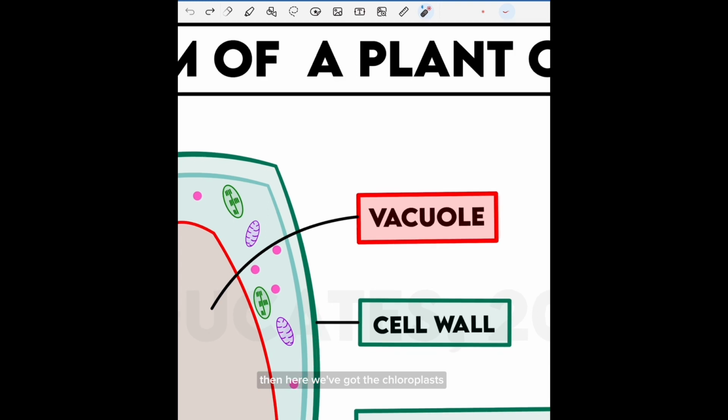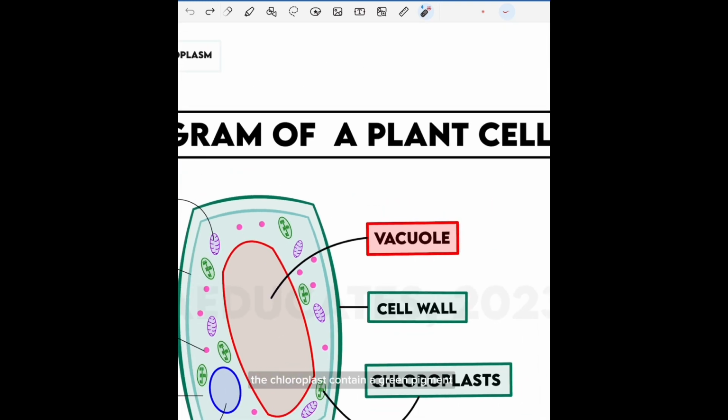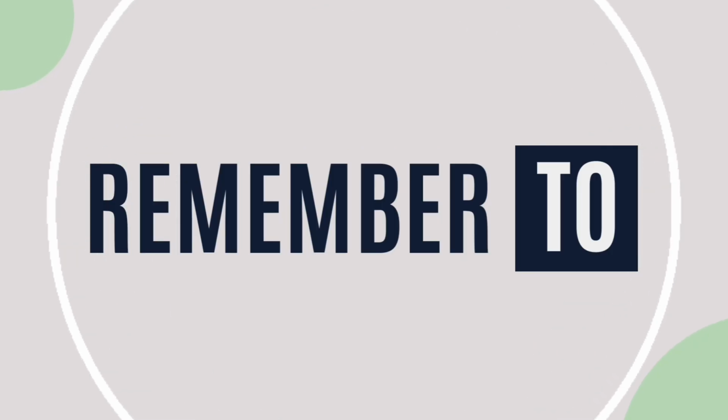Then here, we've got the chloroplasts, these green little oval things that I've drawn. The chloroplasts contain a green pigment which is called chlorophyll. Chlorophyll absorbs light energy needed for photosynthesis.